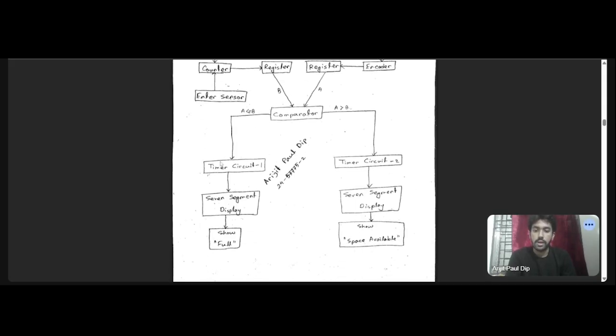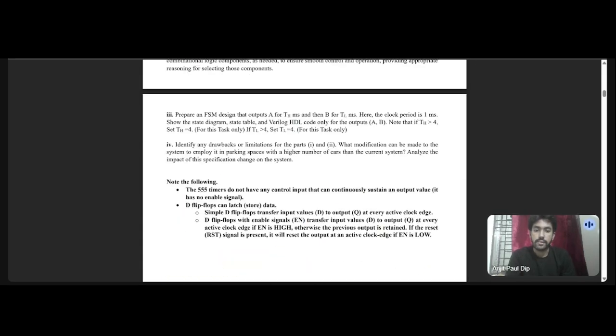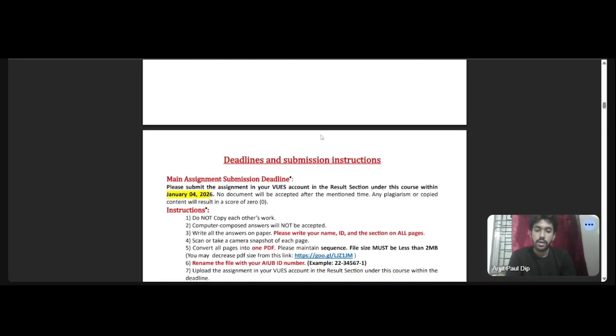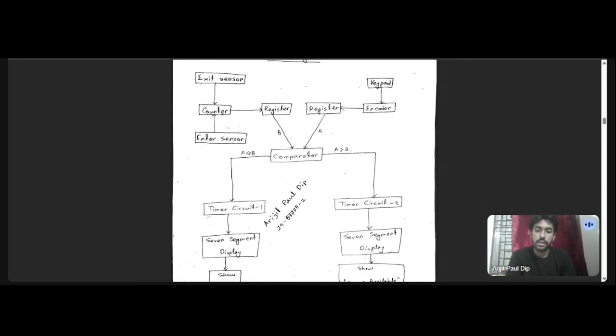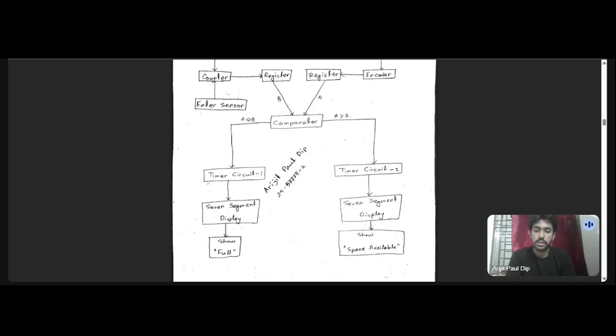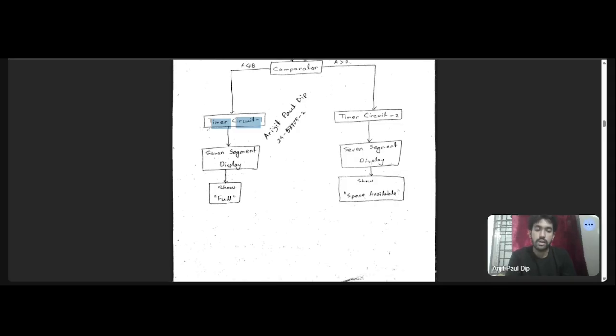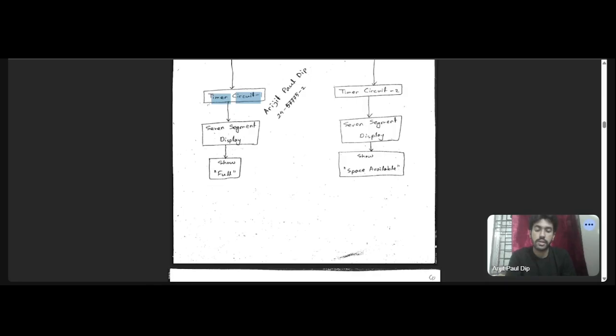From the circuit diagram here, we can see there are two timer circuits, timer circuit 1 and timer circuit 2. In the block diagram as well, we have two timer circuits, and both of them control their different 7 segment displays, and both of them show their text differently.